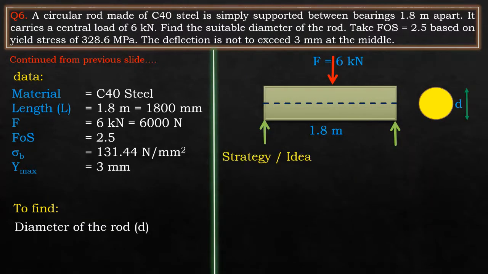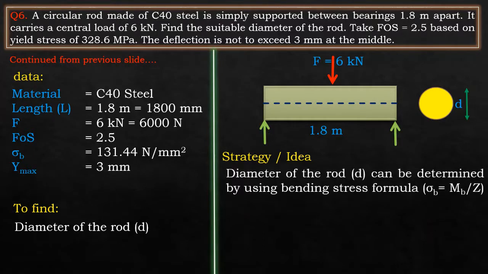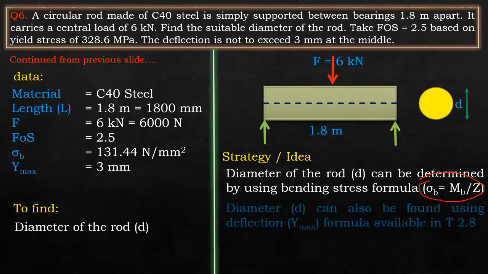So what is the basic idea? How exactly will we be dealing with this numerical? In this numerical, we'll be determining the diameter of the rod by using the bending stress equation, sigma b is equal to Mb by Z. Also, we'll be determining it by using the Y maximum formula, or maximum deflection formula, which is available in table number 2.8. This equation is available in table number 2.8.